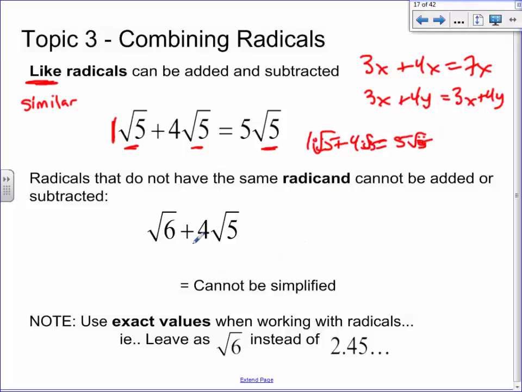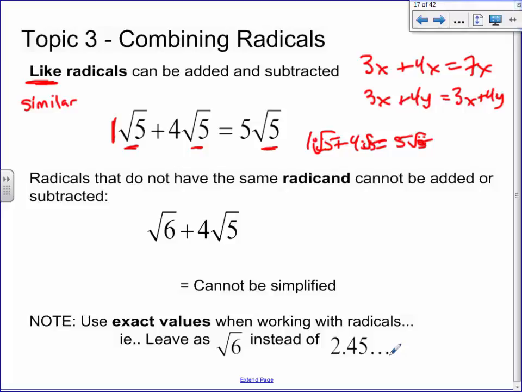Okay. So here's an example of something that does not have the same radicand. They are not like radicals, so you can't combine them. Last note I have on the page here, and this applies really to math in general going forward, regardless of Dash 1 or Dash 2. Whenever you're working with a square-rooted number, a radical, just leave it there. There is no value in converting root 6 into 2.54, etc.